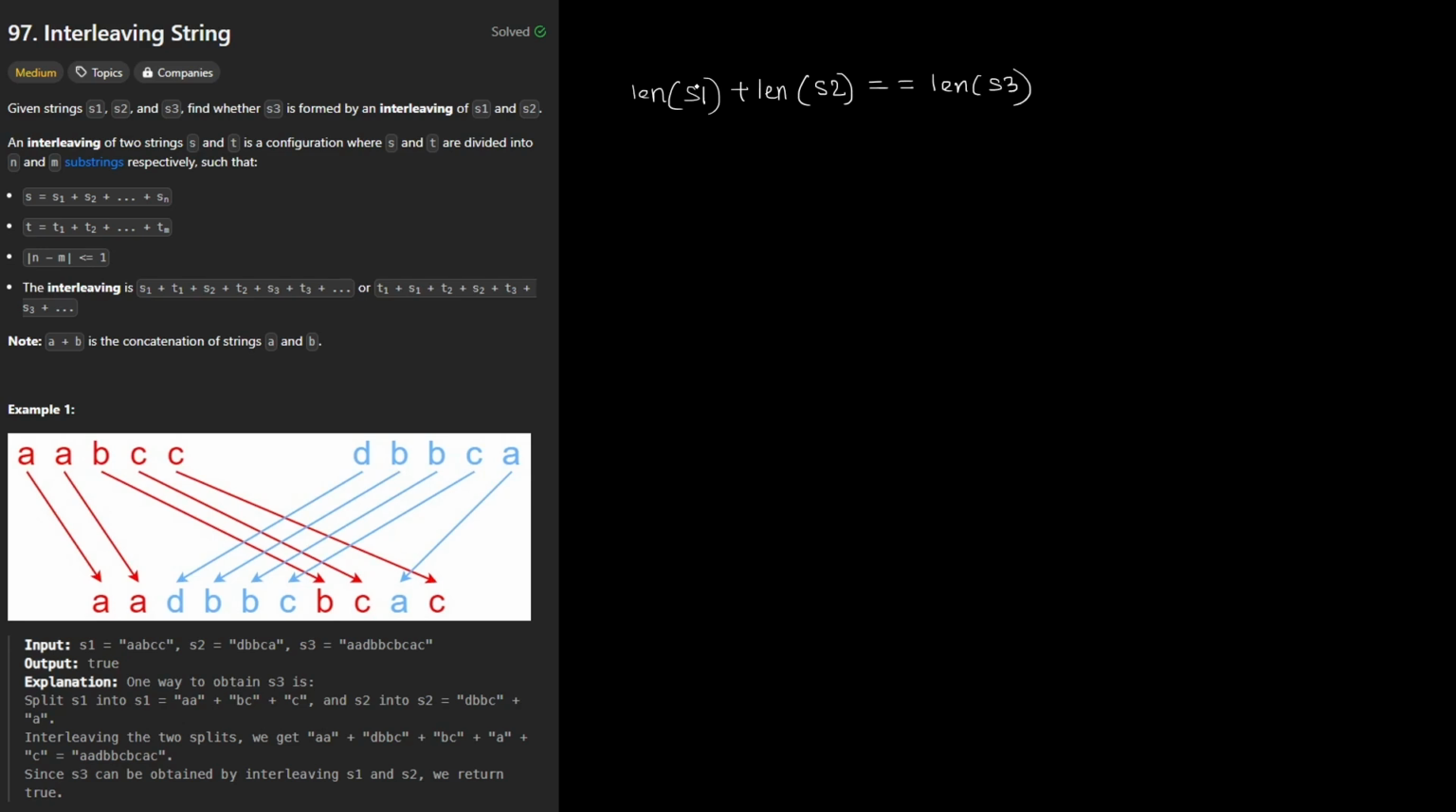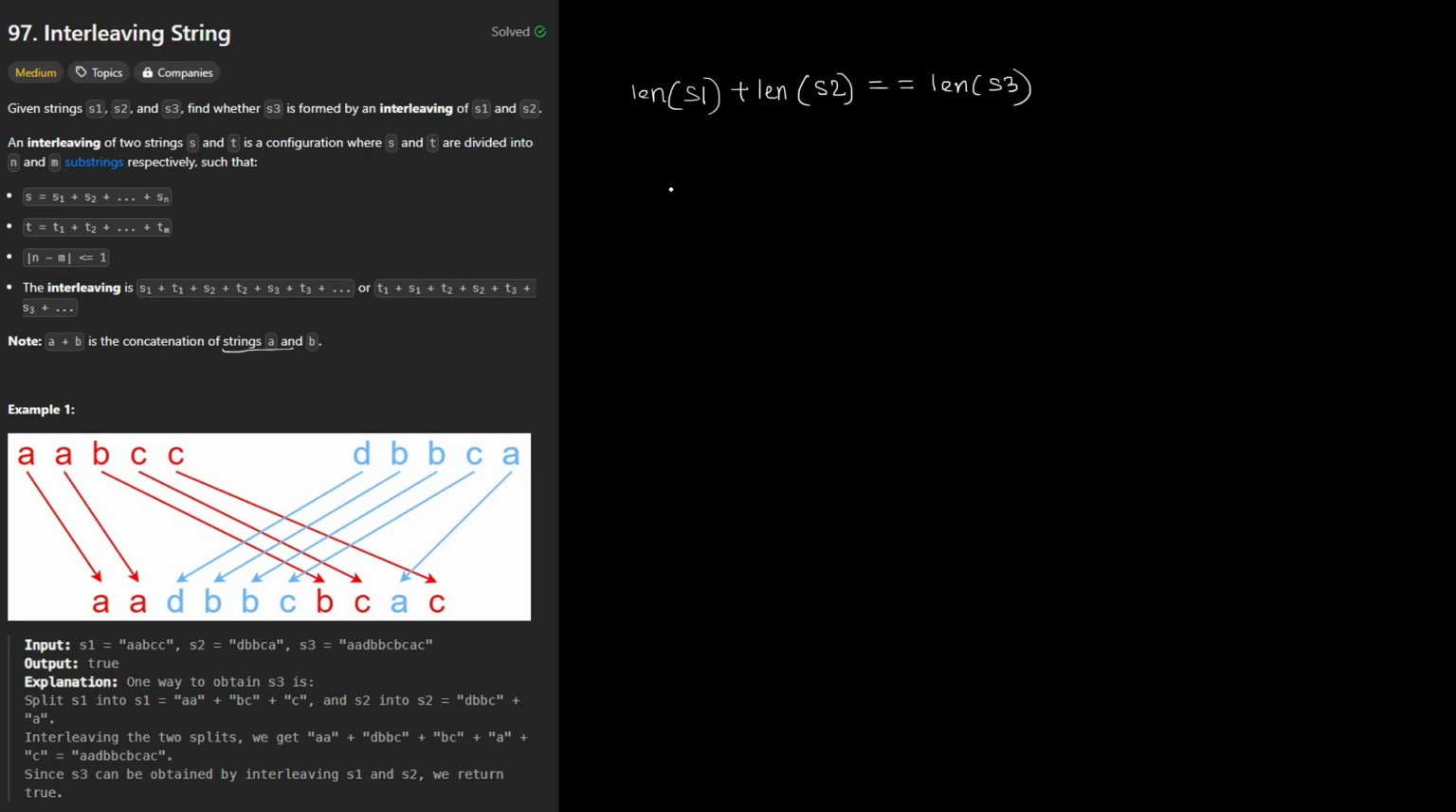If there are more characters out here, then we can be sure that using these two strings we can never form the string S3. And it has been said that a plus b is the concatenation of strings a and b. So it is not like you can remove a few extra characters. You have to use all the characters that are present in S1 and S2 and you have to form S3.